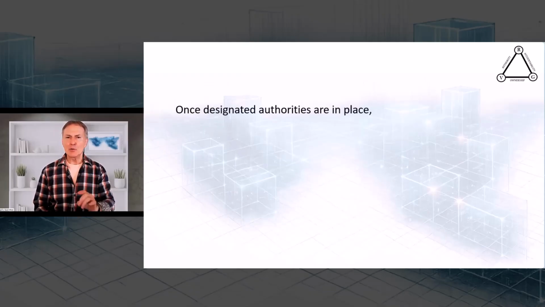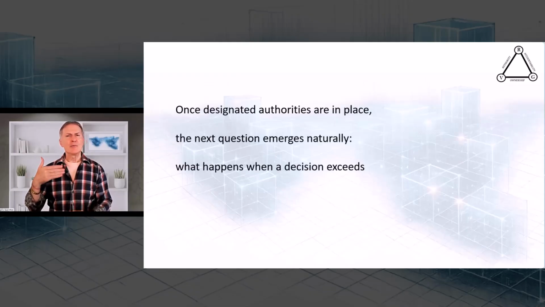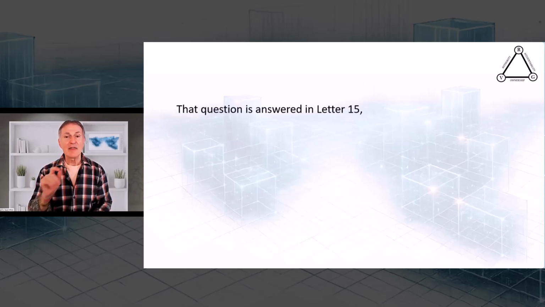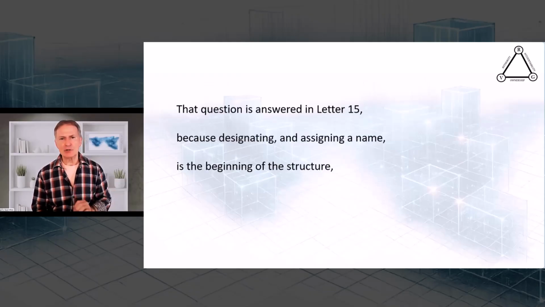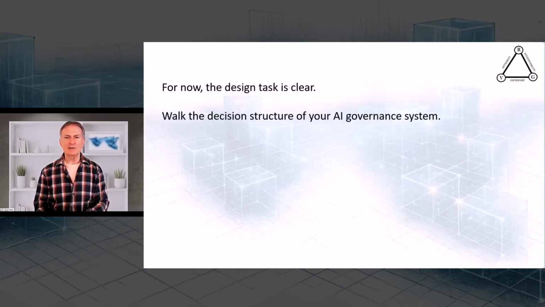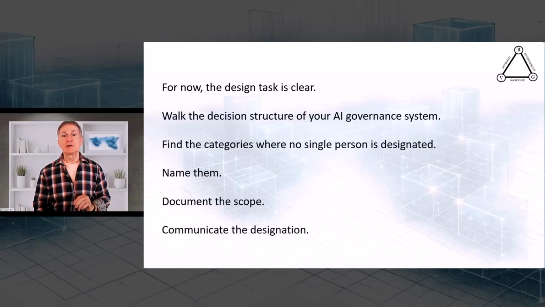Once designated authorities are in place, the next question emerges naturally. What happens when a decision exceeds the authority of the designated person? That question is answered in letter 15. Because designating and assigning a name is the beginning of the structure, not its completion. For now, the design task is clear. Walk the decision structure of your AI governance system. Find the categories where no single person is designated. Name them. Document the scope.